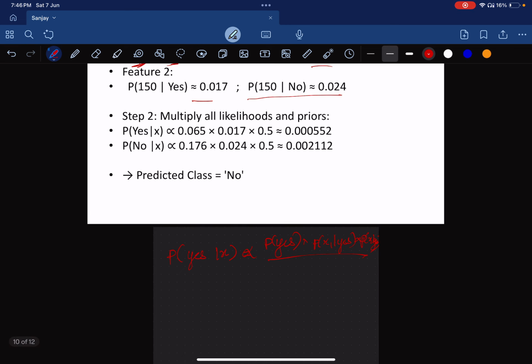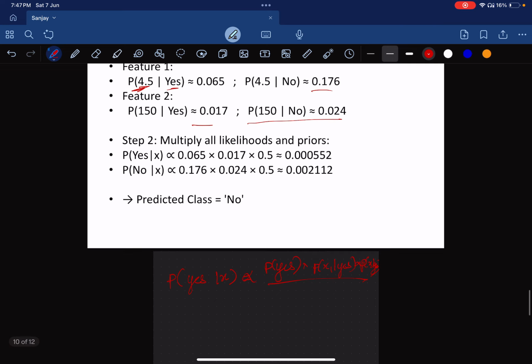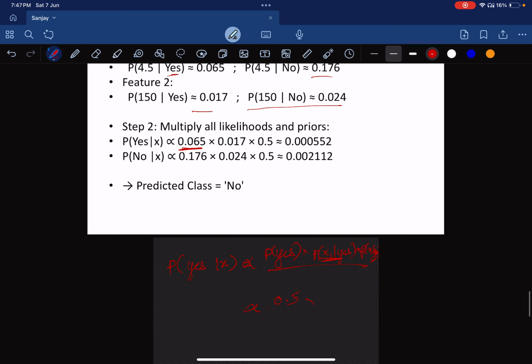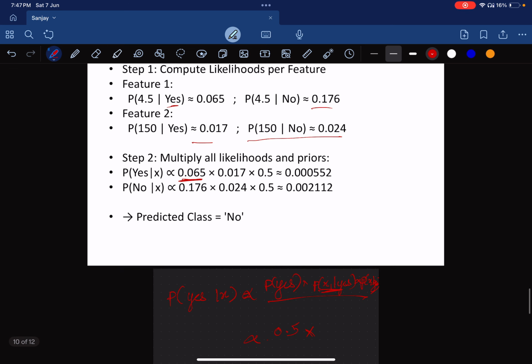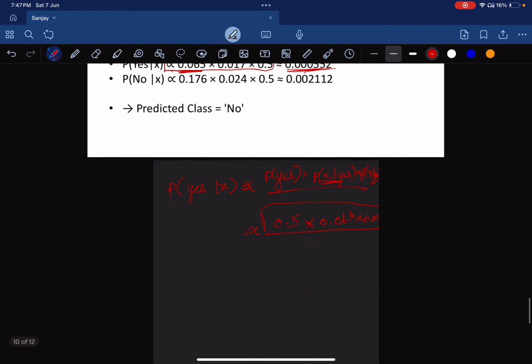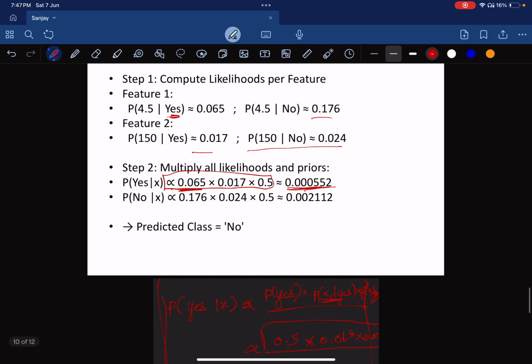After putting in the values, like 0.65 as I told, the 0.65 is for the S class, that is data point 1, proportional to the 0.5 probability of the S class into, we found, the probability of x1 given the S class is 0.065 and the probability of 150 in the S class is 0.017. This is exactly what we wrote here, and the probability looks like 0.00553. And for the no class, we similarly do this operation, and the probability looks like 0.002110.